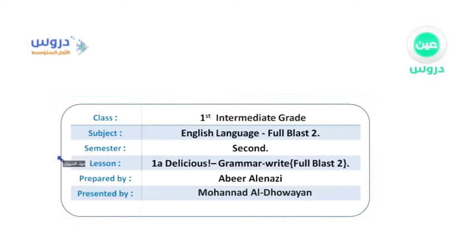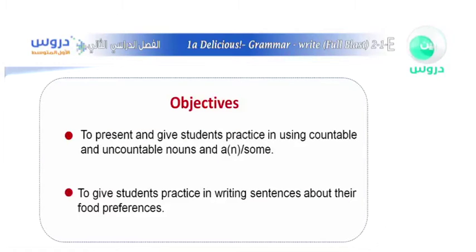Now we're going to start. First of all, as you can see here, we're going to have the objectives of our lesson. We're going to be able to present and give students practice in using countable and uncountable nouns and a, an, or some. Then we're going to be able to give students practice in writing sentences about their food preferences.